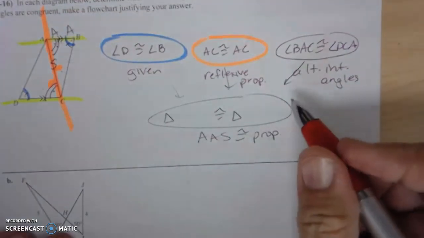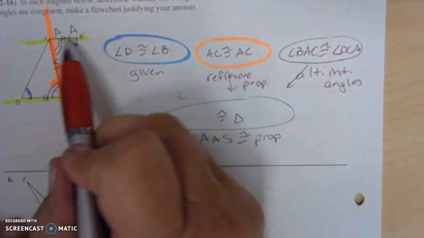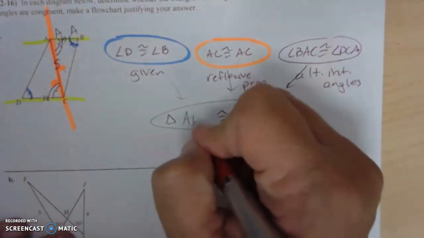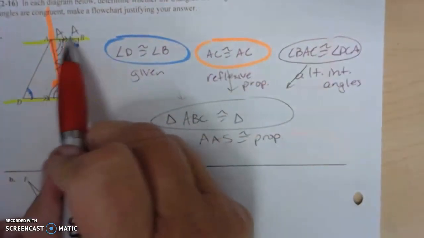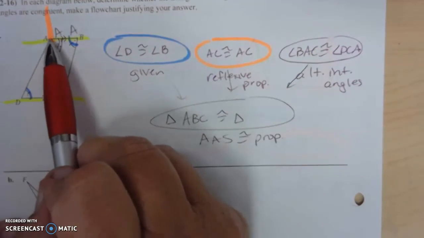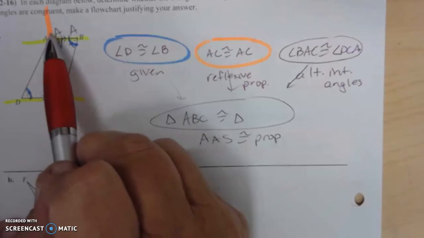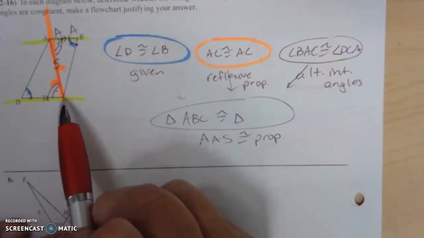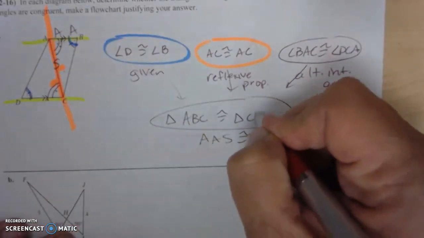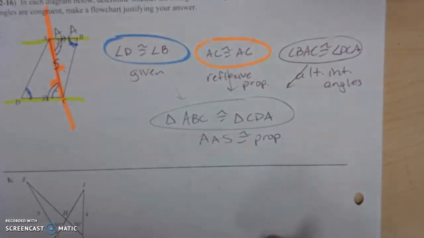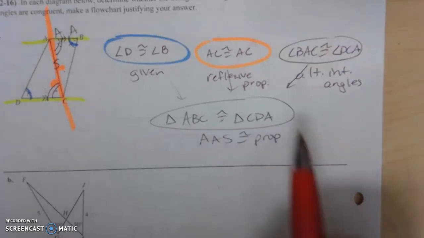These three pieces come together to tell me that one triangle is congruent to another triangle. But what is the name of that triangle? Okay, how about if we go ABC? Triangle ABC is congruent to, now I started with this angle here, angle A up here is congruent to the C. I went across the yellow, so CDA. I have to have the letters in the right order.